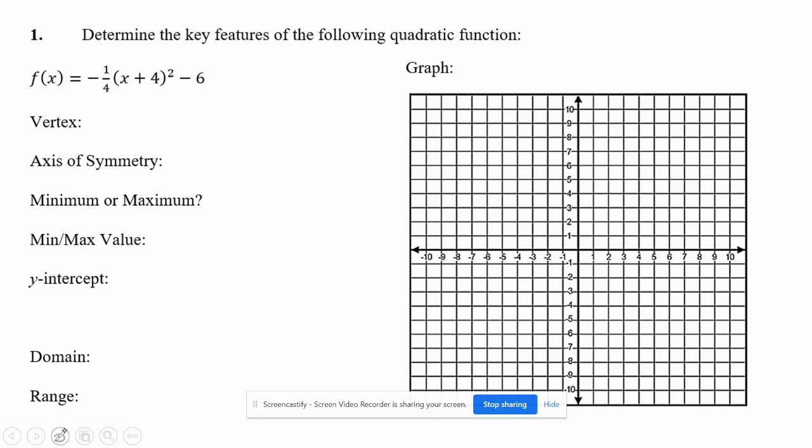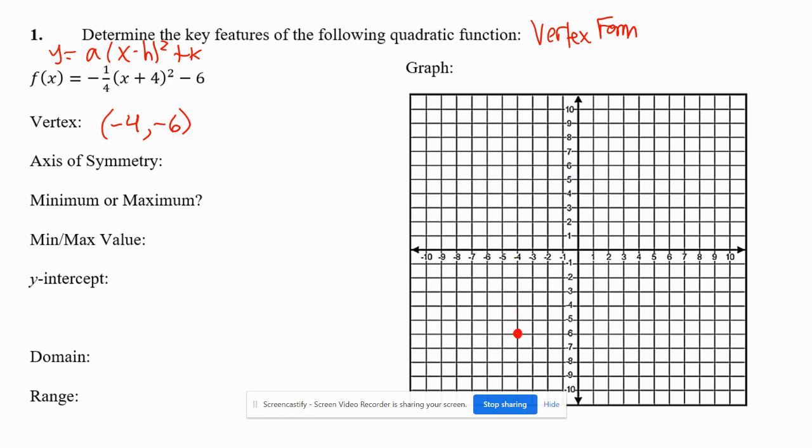First thing you want to notice is that they gave this to us in vertex form. Vertex form is y equals a parentheses x minus h squared plus k. So the vertex is going to be the opposite of h. Because it's positive 4, when we pull it out, it'll be negative. The case is the same for a negative 6. We can go ahead and plot the vertex. Negative 4, negative 6 will be this point right here.